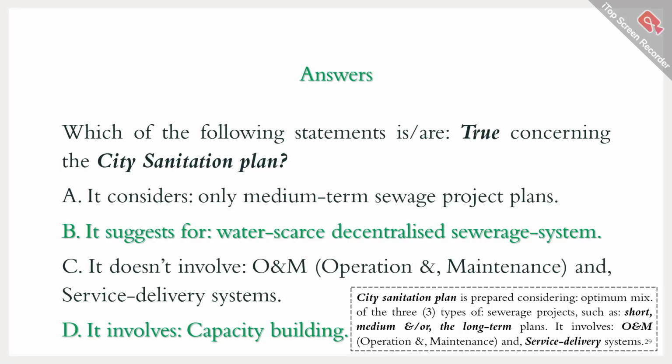So the city sanitation plan suggests a water scarce decentralized sewerage system, and it involves capacity building. It also involves O&M and service delivery systems, and it does not consider only the medium term sewerage project plans. It also considers the short and long term plans. Okay, so option B and D are the correct options.